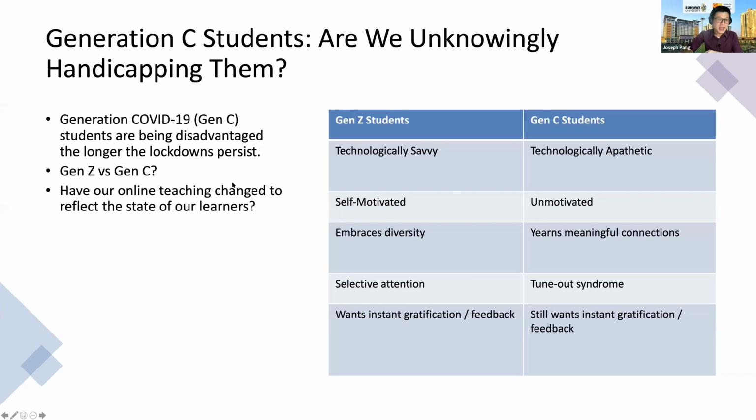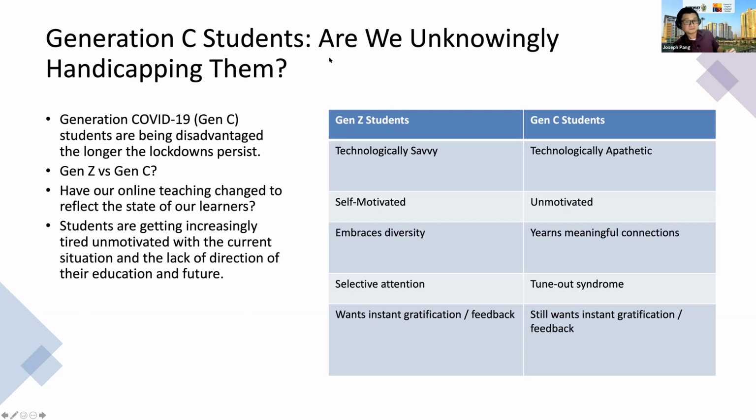So something that we have to ask ourselves: has our online teaching changed to reflect the state of our learners? Have we changed our teaching style in order to fit our Generation C students? We have to reflect back on our lessons, and we have to look at how we teach. Are we catering to Generation C students, or are we still catering to Generation Z students? Or worse, are we still catering to Generation Y students, which is the chalk and talk kind of thing? So we have to ask ourselves that.